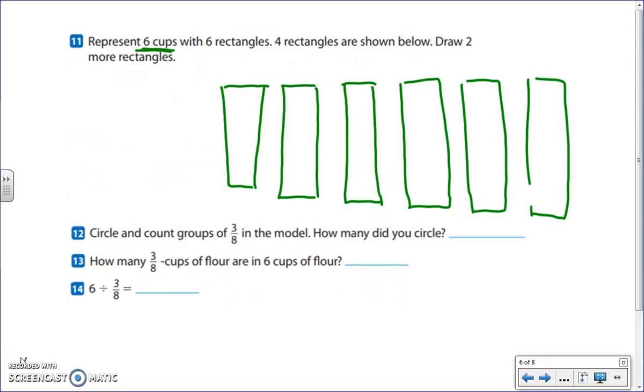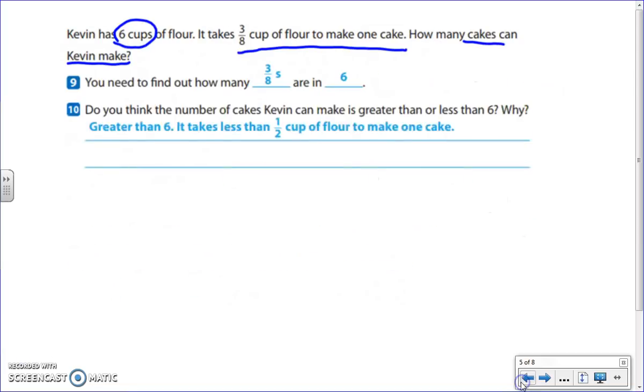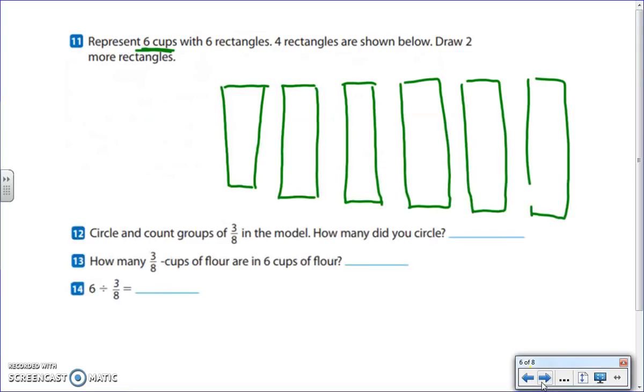Now, the reason I'm choosing eighths is because it says in the problem that 3/8 of a cup of flour makes 1 cake. And so if I can count how many 3/8 there are in 6 wholes, then I can figure out how many cakes they can make. So I'm dividing them into 1/8 pieces, but every 3 1/8 pieces makes 3/8. So I'm going to do this as carefully as I can here. I'm just going to draw a line straight across.